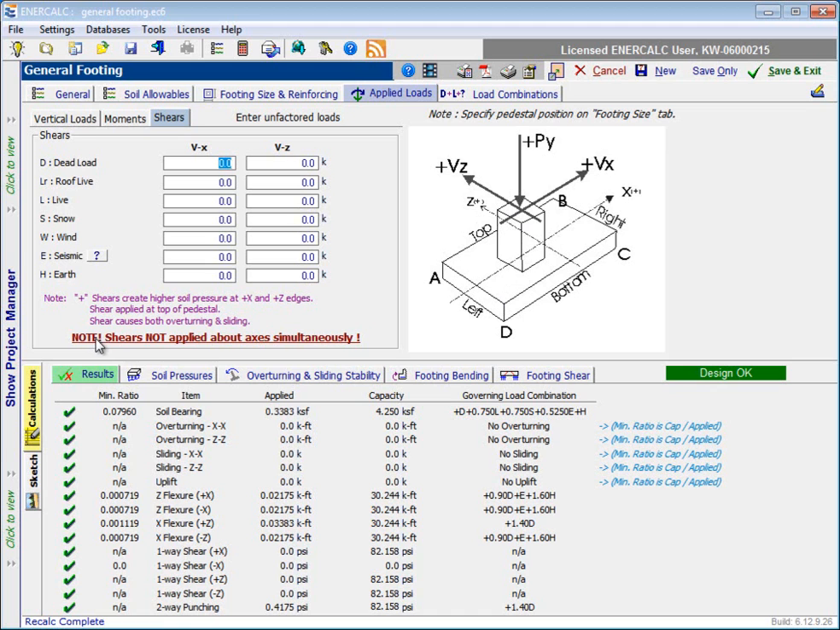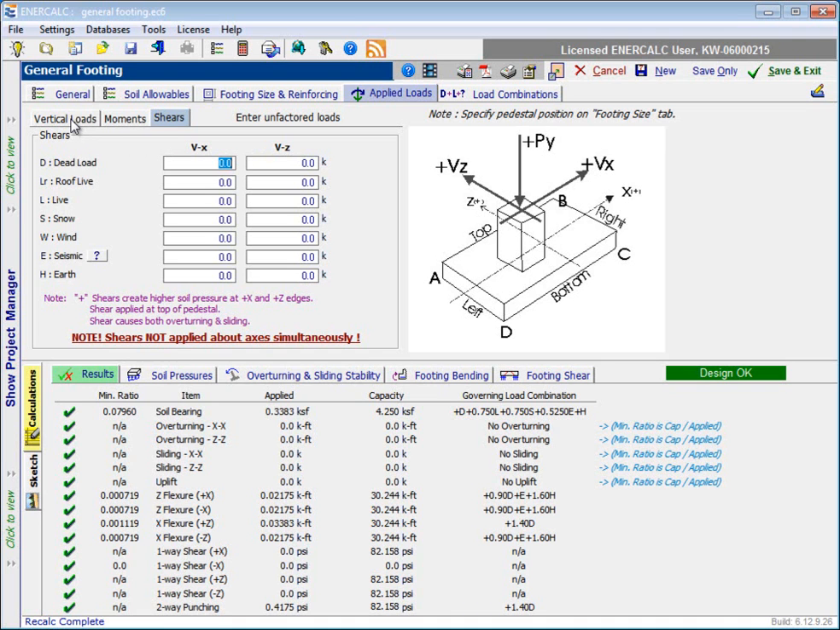And then again, we have this note that reminds us that although the program allows us to define shears acting in both the X and the Z axes, it's going to keep those shears and those resulting moments separate, but track them along for us in parallel and report the results about each axis or in the direction of each axis independently, and there's no interaction between the shear in the X and the shear in the Z.